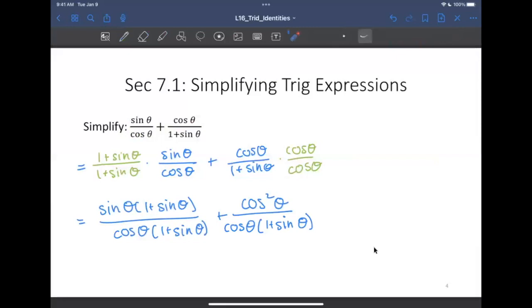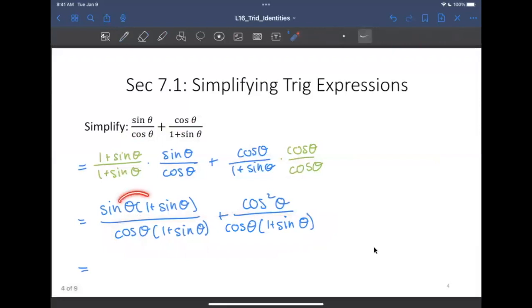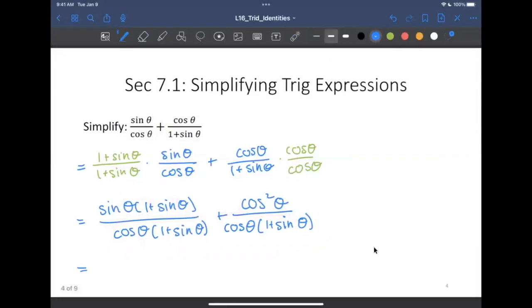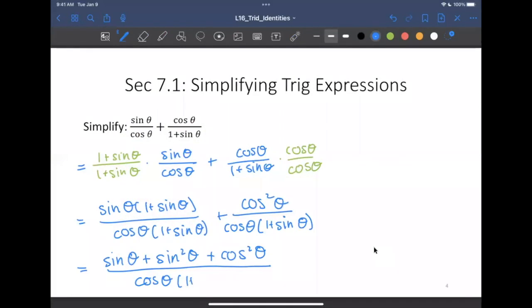Now they have the same denominator, so I can add the numerators together. I'm going to go ahead and distribute out the sine. That's going to give me sine of theta plus sine squared of theta plus cosine squared of theta all over cosine of theta times 1 plus sine of theta.